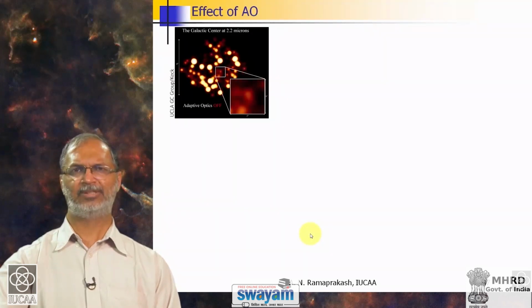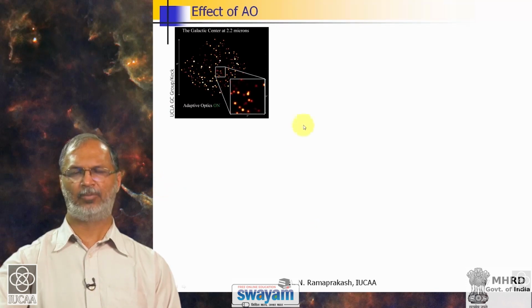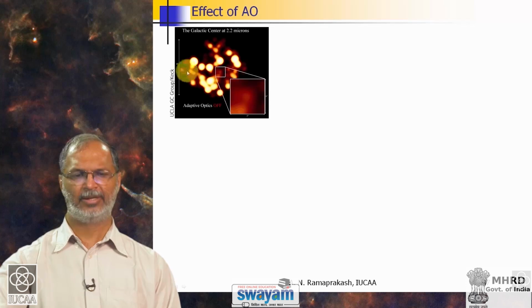So, here is a slide which highlights what an adaptive optic system can do. This is a region of the sky here.